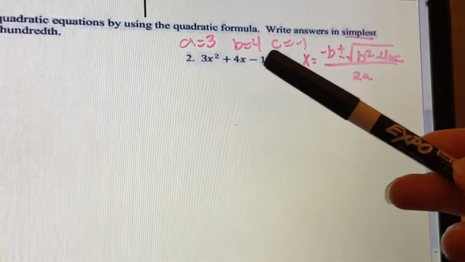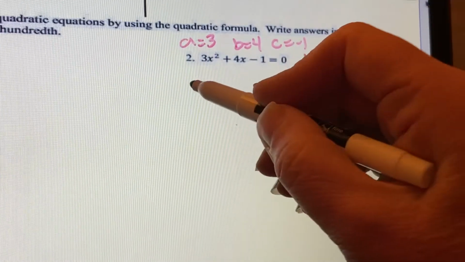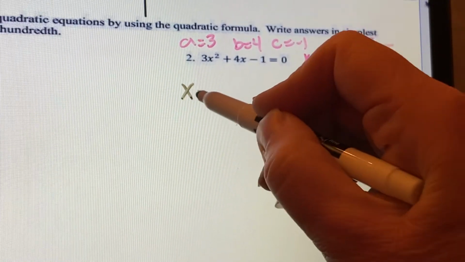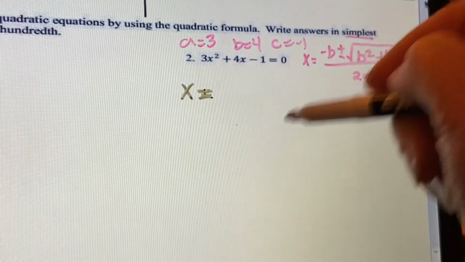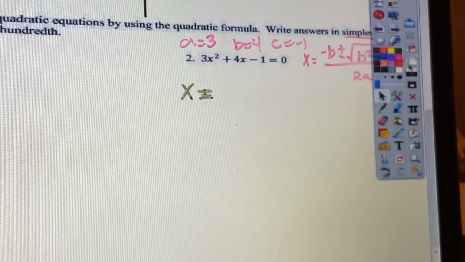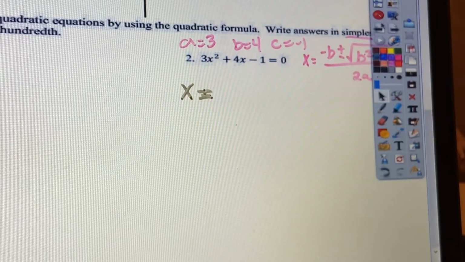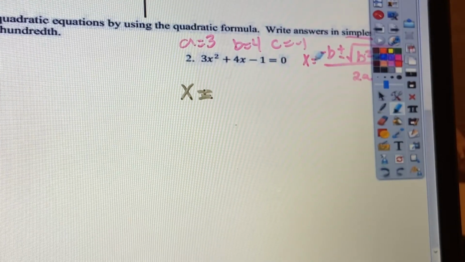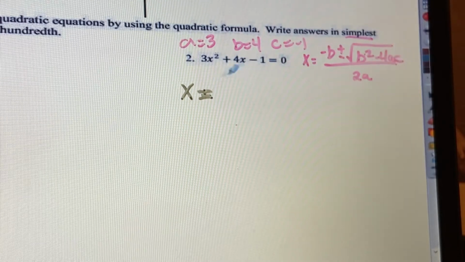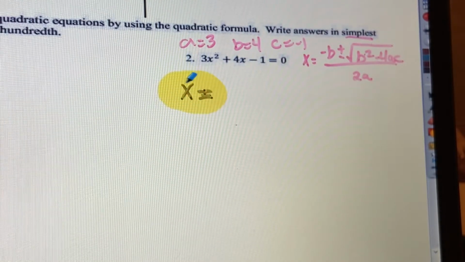I'm going to substitute those values in the proper positions with parentheses. Don't forget your x equals. Otherwise, it's not like you're solving for anything. You need to solve for whatever variable you have in the problem. This one is an x, so that's why we have x equals here.